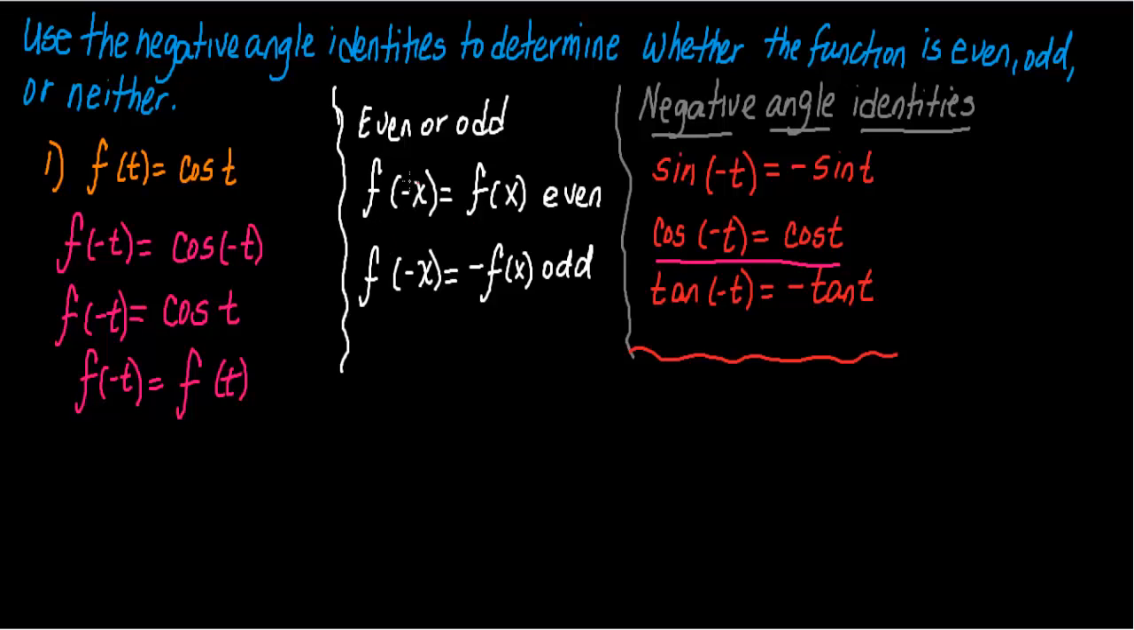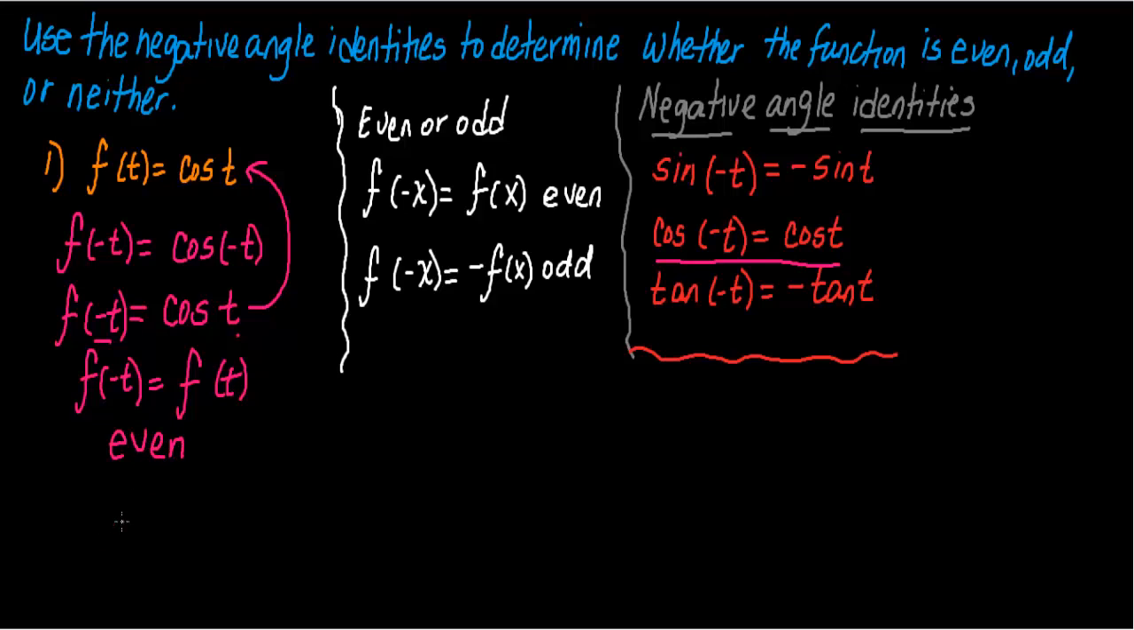When I evaluate the function at negative t and I get back the original function, that means that the function is even. And notice how that happened here. I evaluated the function at negative t and I got back cosine of t, which was the original function I had at the beginning. If this happens, that means this function is even.